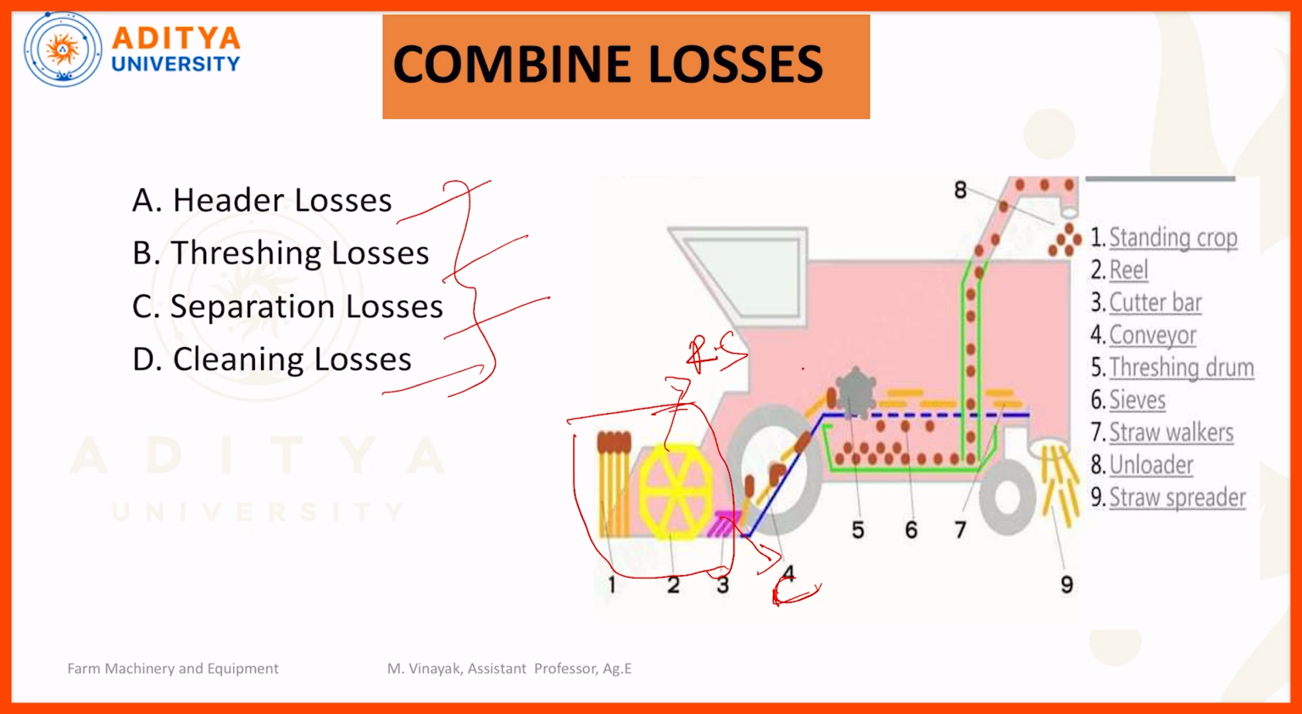Threshing losses will be considered at the threshing chamber. This one is a threshing chamber. And separation losses will be carried out here at the component of the sieves. We can consider that as separation losses, and cleaning losses where the blower is located. At that situation, we consider it as cleaning losses. Let us move on to the next slide. In detail, we can discuss the header losses and threshing, separation and cleaning losses.